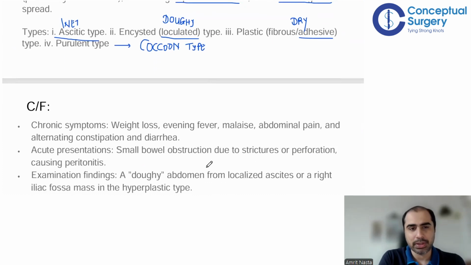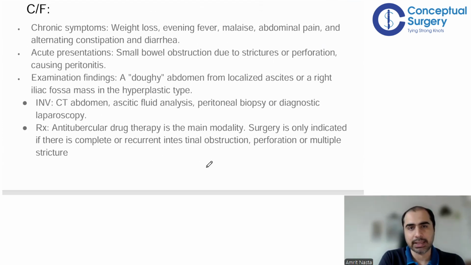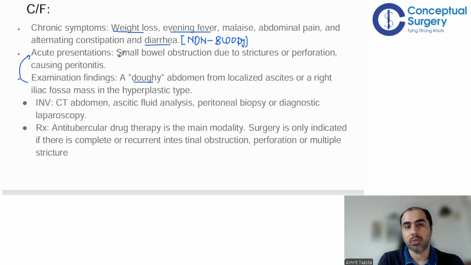Now, how is the person going to present? He may have features of tuberculosis, that is weight loss, evening fever, malaise, and all that. Initially, once it starts in the intestines, the person may have diarrhea, and typically this diarrhea is non-bloody. He will have abdominal pain, but a non-bloody diarrhea. Once it reaches the peritoneum, it can cause problems like a doughy abdomen, shifting dullness, the findings of ascites, along with the intestinal TB findings. Rarely, if there is the adhesive type, it can cause small bowel obstruction.